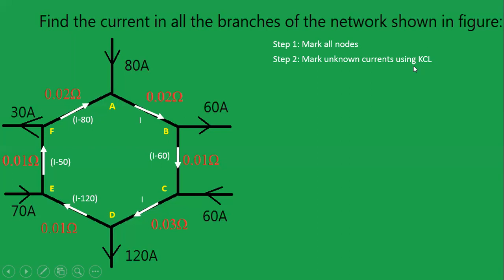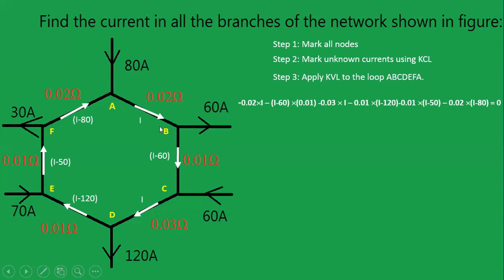The next step is to apply KVL. So we have a loop here which is formed starting from node A, B, C, D, E, F, A. We shall apply KVL to this loop and find the value of I. As Kirchhoff's voltage law states, the algebraic sum of potential drops across a closed loop is zero.